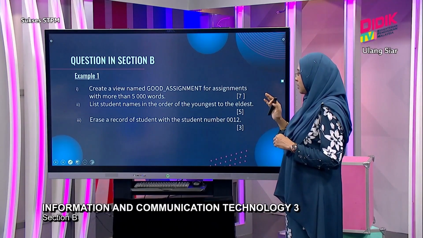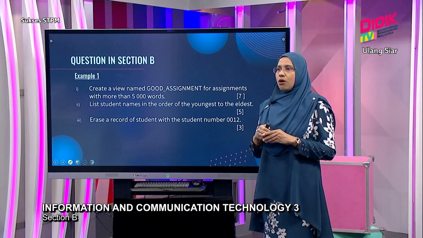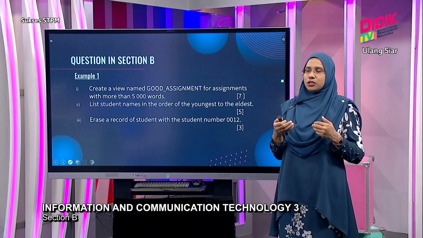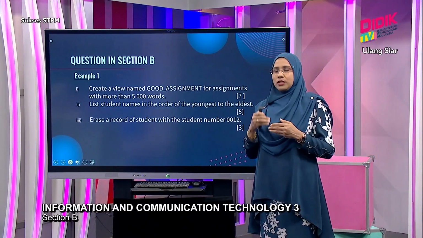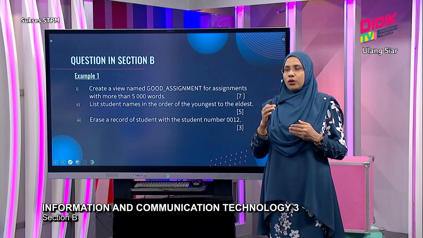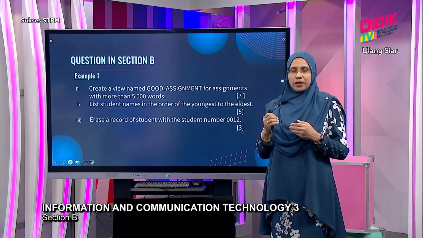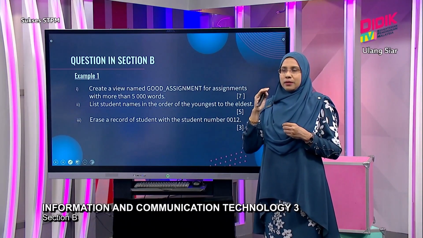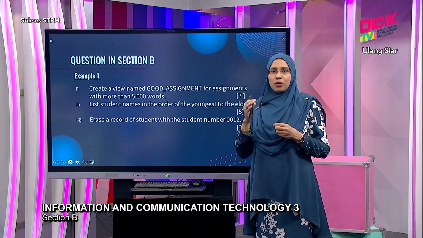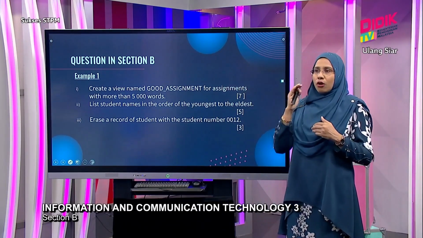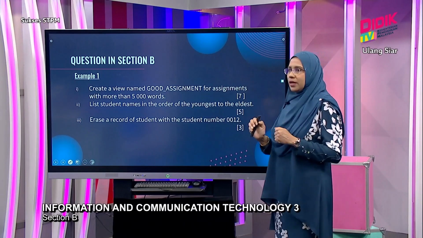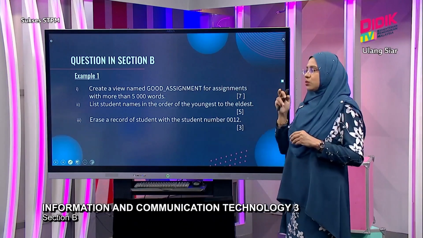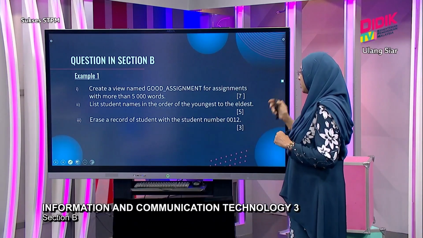Next, list student names in order of youngest to the eldest. So indirectly they ask you to sort the data. Sort the students' names according to their date of birth. So here they are testing your knowledge of how you use the condition. Marks given 5. And then the last one is erase the record on student which the student number is 0012. So how to answer this?